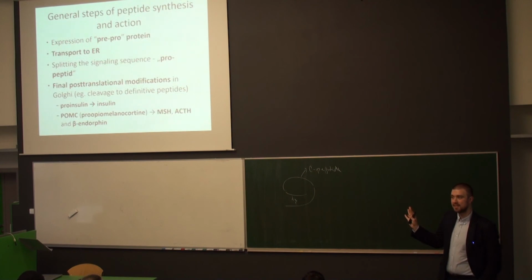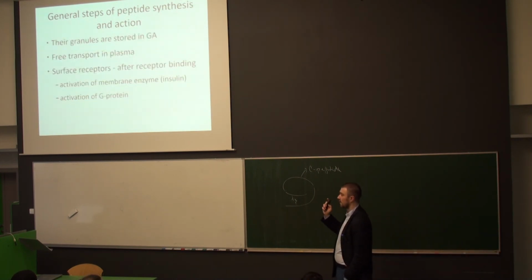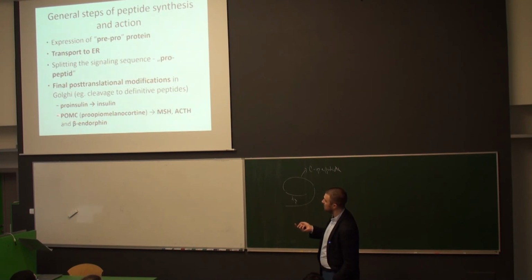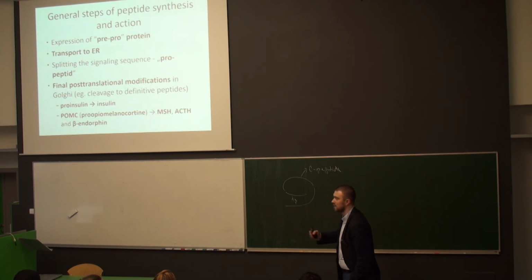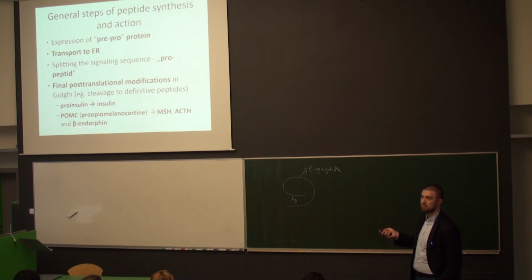So do you understand this? POMC is pro-opiomelanocortin, and it can be cleaved to these 3 molecules. That means that it can give birth to more signaling molecules than 1. But all of them are peptides.